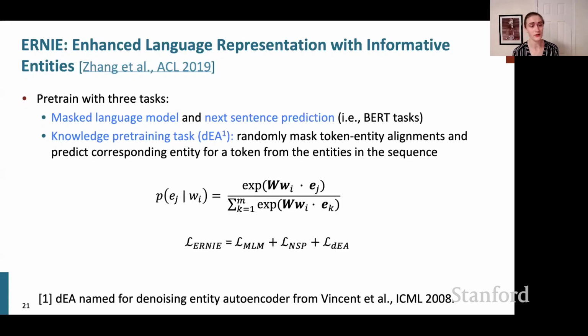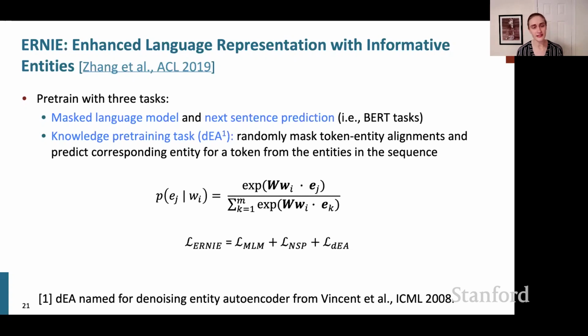So this looks like as follows. The summation is over M entities in the sequence. So this would be over Bob Dylan and Blowing in the Wind in the previous example. And given a particular word, they want to figure out what entity is it most likely to align to in that sequence. So does Bob align to Bob Dylan, or does Bob align to Blowing in the Wind?